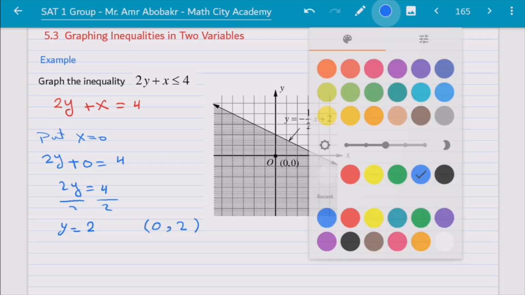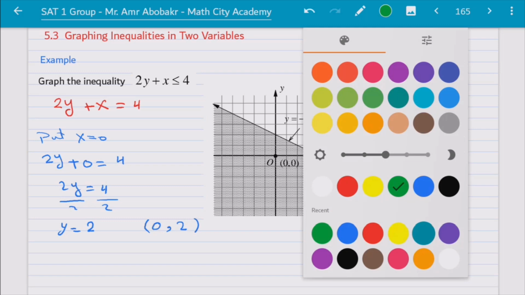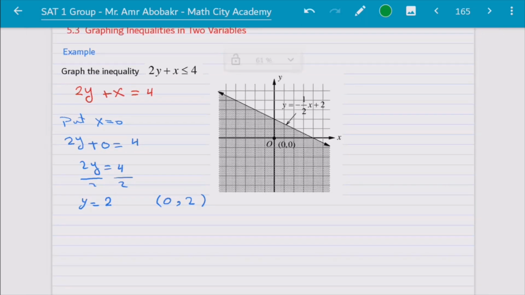The third step, put y equals 0. Why? To get the value of x. So substitute in the same equation: 2 times y, 2 times 0, plus x equals 4. 2 times 0 is 0, so x now equals 4. So we have another ordered pair. The value of x is 4 and the value of y is 0.